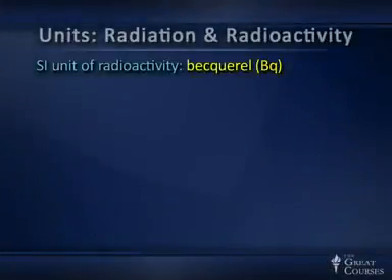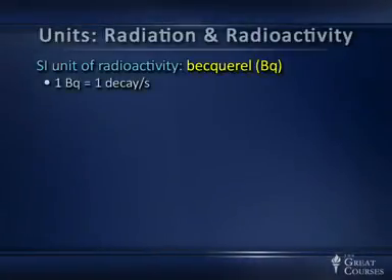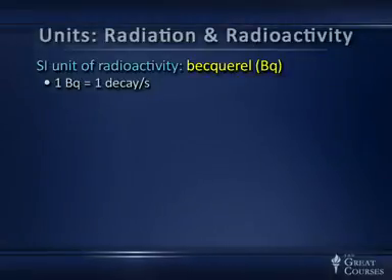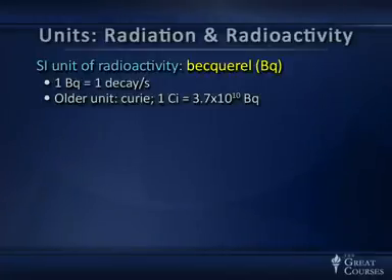The SI unit of radioactivity is called the becquerel, after Becquerel, who discovered radioactivity, Bq. And a becquerel is simply a unit of the rate at which radioactive material is decaying. 1 becquerel means you've got a bunch of stuff in which 1 decay is happening every second. An older unit is the curie, which you may have heard of. A curie is roughly the radioactivity of a gram of radium-226. It's about 3.7 times 10 to the 10 decays per second.